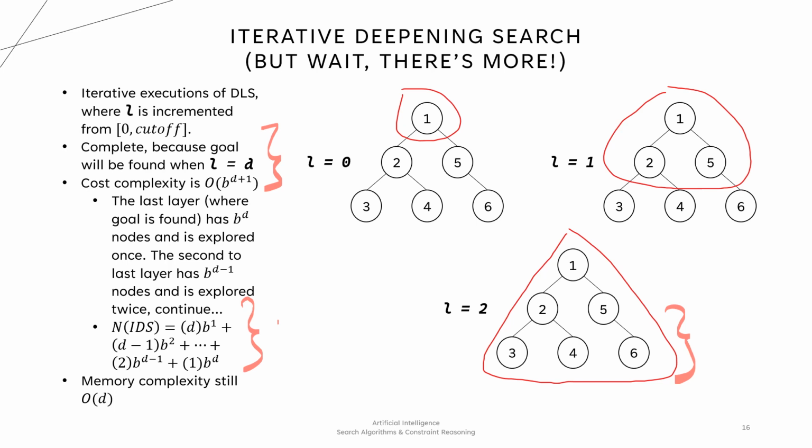And I think in Dr. Mitra's slides, he said for one example, this led to like an 11% cost increase, which isn't terrible for the guarantee of completeness.